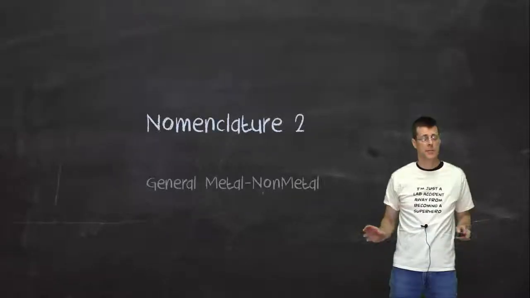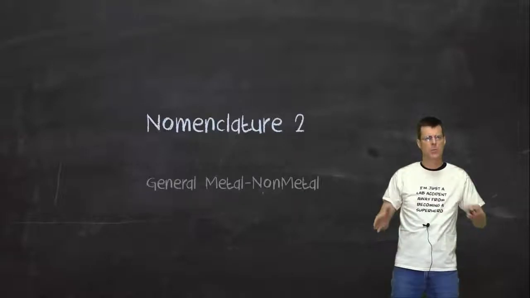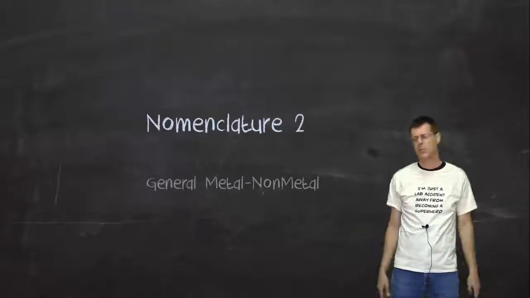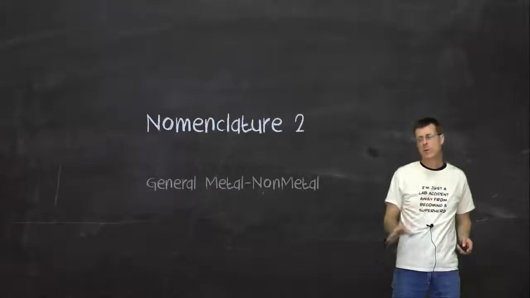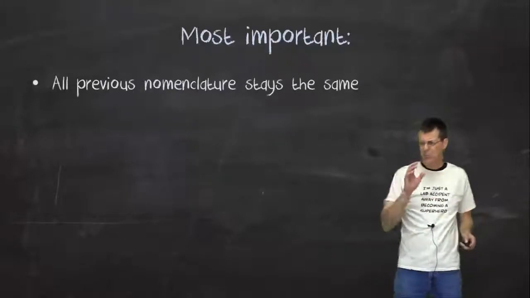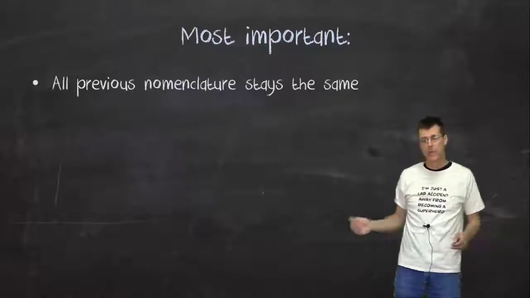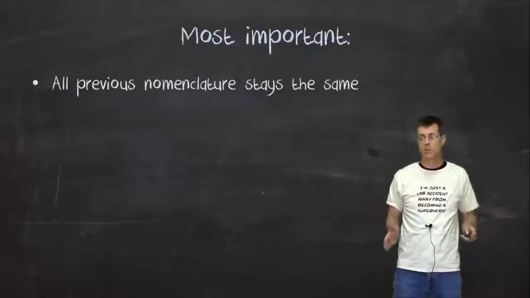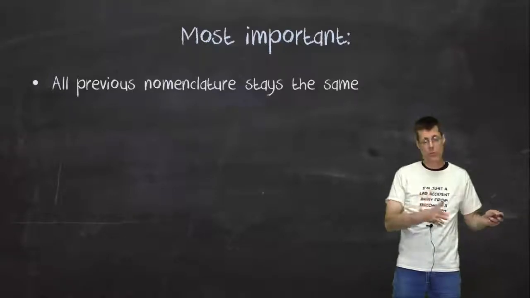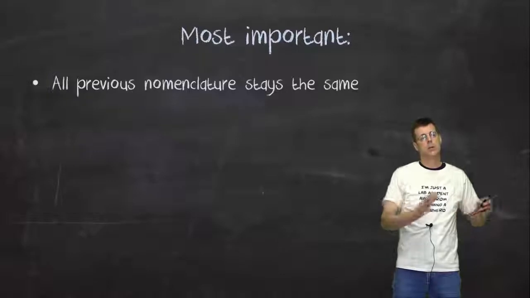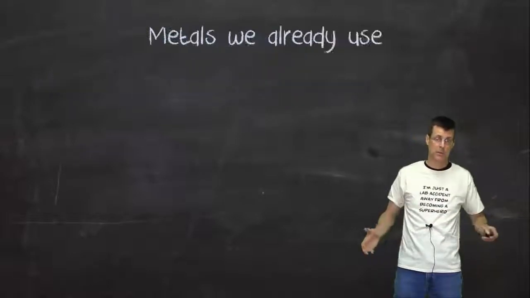Last time, if you saw that video, we talked about the first layer of nomenclature, which was just elements and some metals, group 1, group 2, and a couple of other ones. Today we're going to get into all the rest of the metals. One of the things to remember is that all previous nomenclature stays the same. What we're learning this time will be different from what we learned last time, and we don't change anything that we did last time.